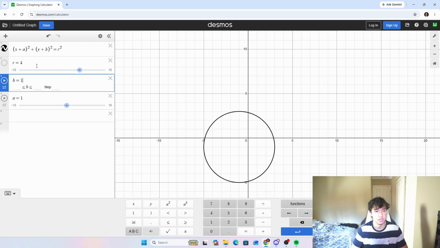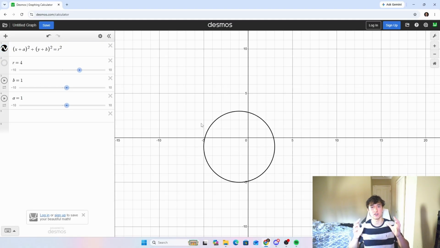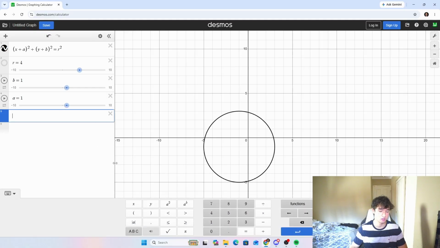Okay, b here is y. So this is the transformation vertically. Now, because it's inside the parentheses, if it's +1, it's -1. So the center is going to be at -1, -1 here, right?